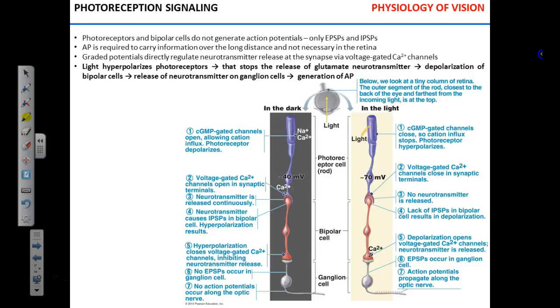So, photoreceptor cells and bipolar cells, they don't have action potentials in them. They generate excitatory postsynaptic and inhibitory postsynaptic potentials. Why? Action potential has to go distance.